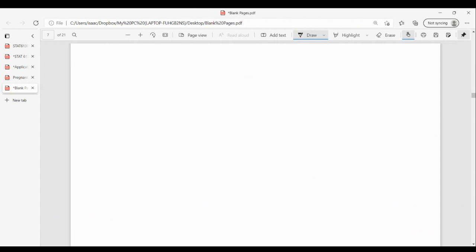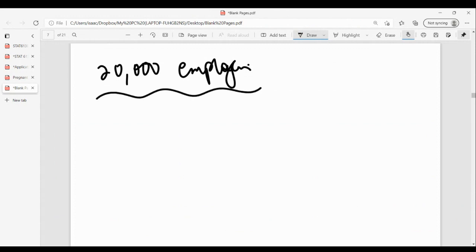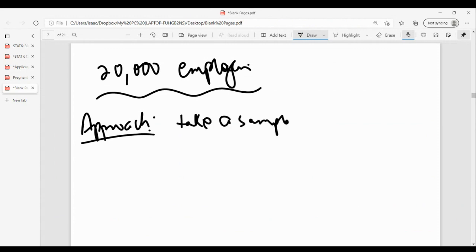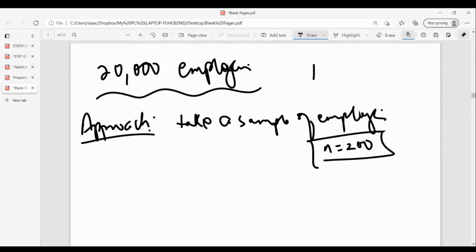So what Donald was saying is that at the NIB they have roughly about 20,000 employers every year. So this is the first thing. The approach is this that he was thinking about. You take a sample of employers, because we cannot classify all these 20,000 employers. It'll take too long, right? So take a sample of employers. So maybe you take, say, n is equal to 200 employers, small n. This is your big N.